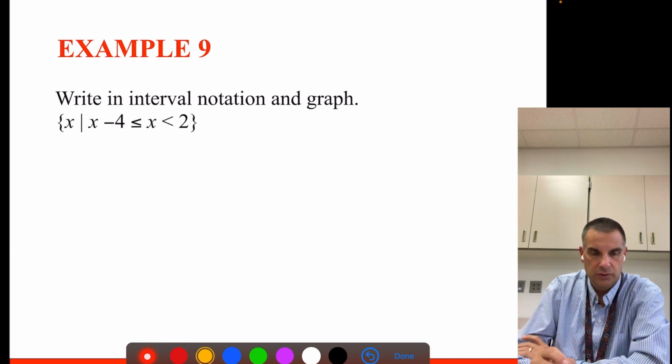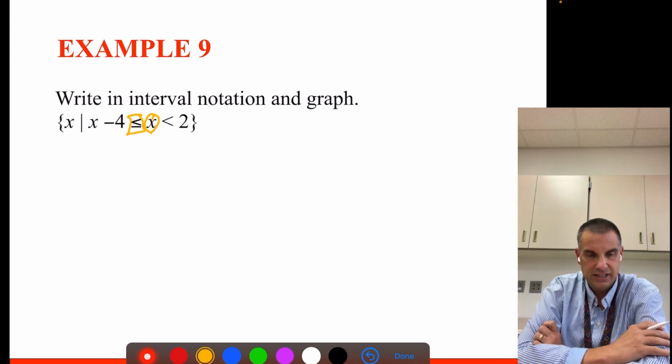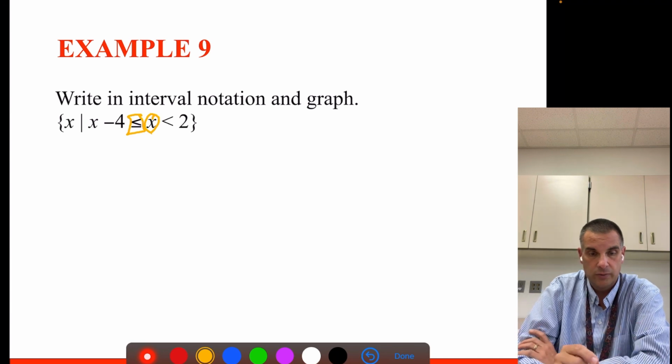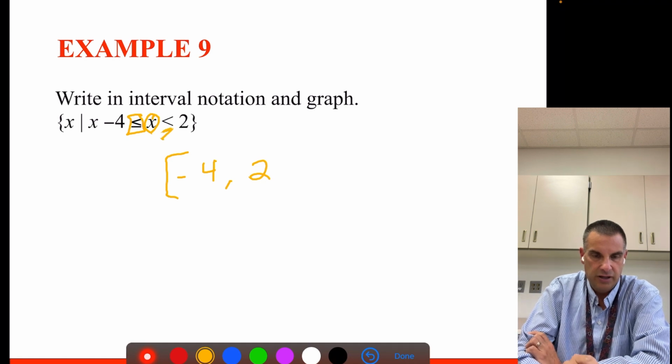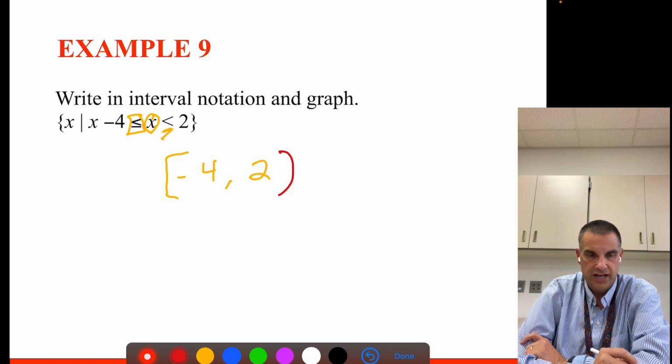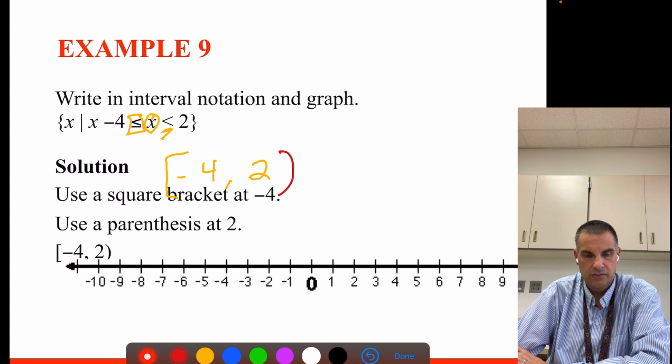Well, when you're doing this in interval notation, here's our x. We look at that symbol first, and it says x is greater than or equal to -4. So your smallest number is always going to go on the left. Your biggest number is always going to go on the right. Since it's greater than or equal to, that's going to be a bracket. Since this part of it is just greater than, that's going to be a parentheses. So that's what our interval notation looks like.